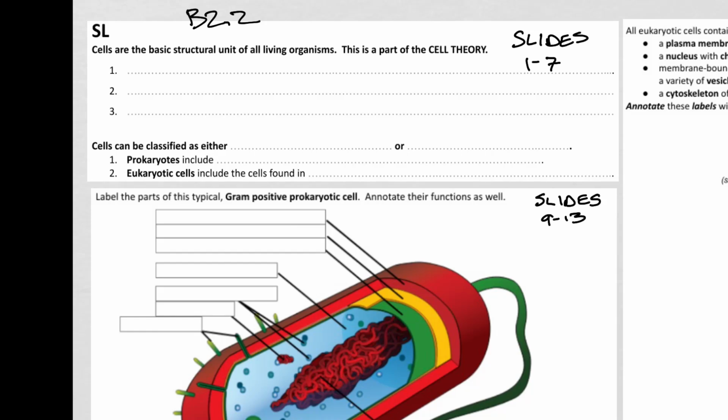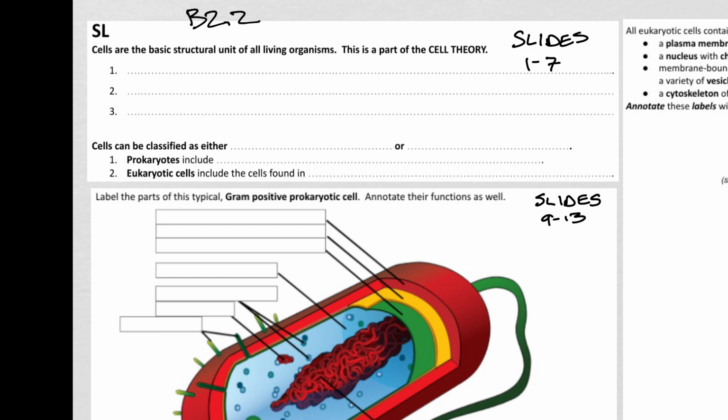Okay, HL, let's do our SL notes for B2.2. I'm going to do these in two parts. I'm going to be referring to the slides that are available. I'll be doing a base level of notes and referring you back to slides for some of them, just to reference the things you don't remember.